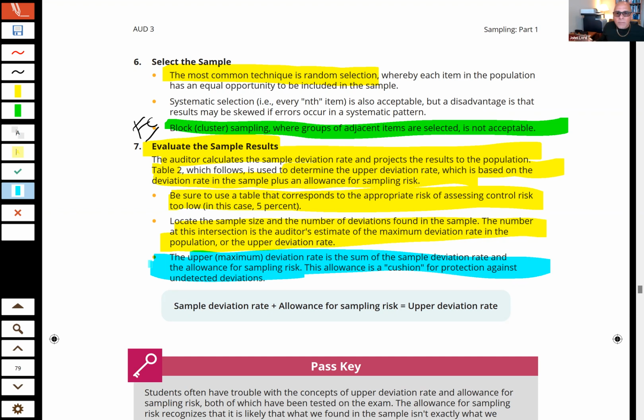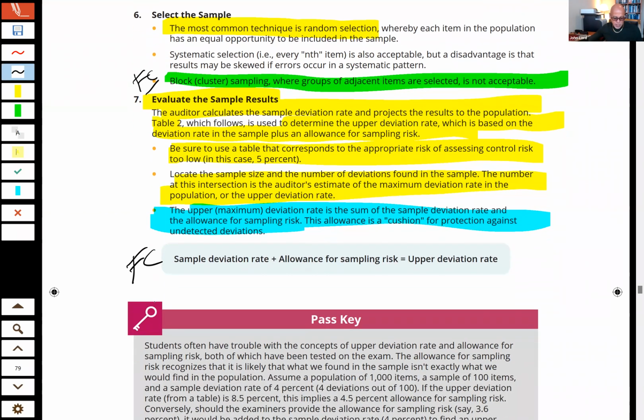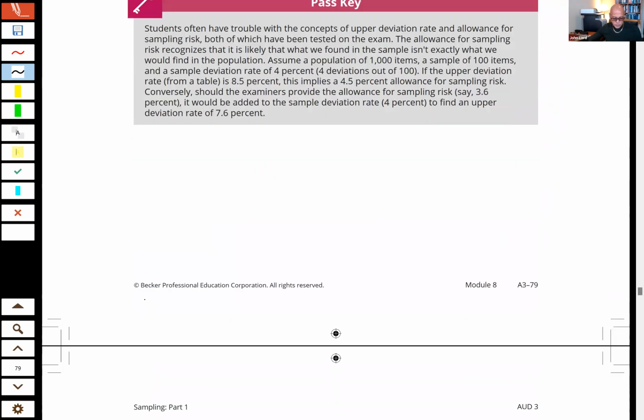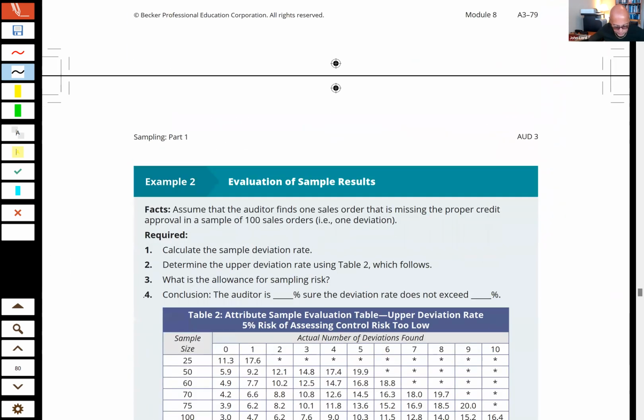If it's lower, fine. We're worried that what? We assess control risk too low. We're worried that it might be higher. So we just worry about the upper end of that precision. Okay, and that's what this thing is allowing us to do. Now, I'm going to ask you to flashcard this formula, whatever you want to call it, equation, but I will come back and walk you through this after we look at the example. So I'll come back to that, but let's just take a look.